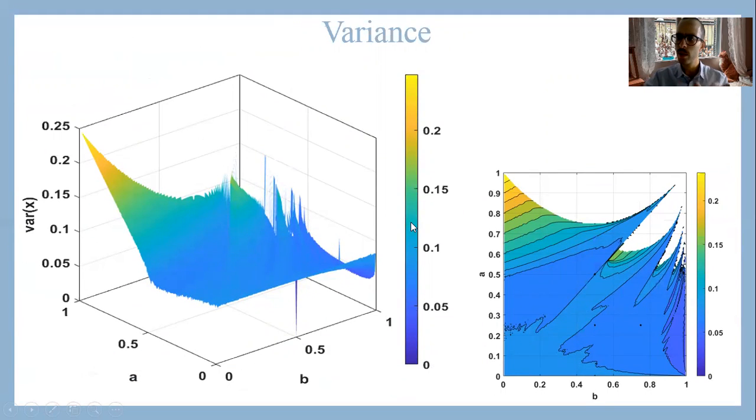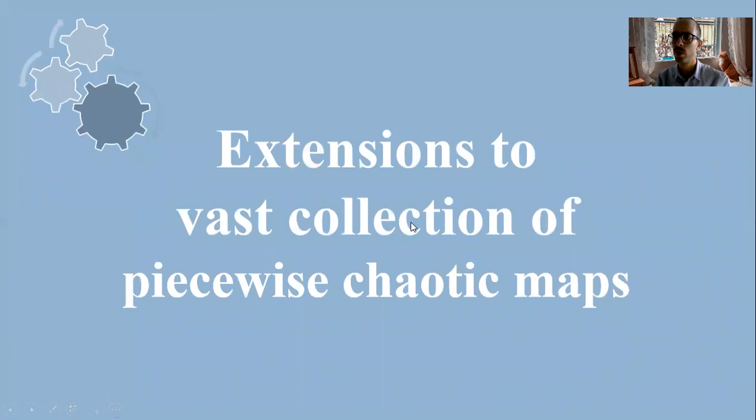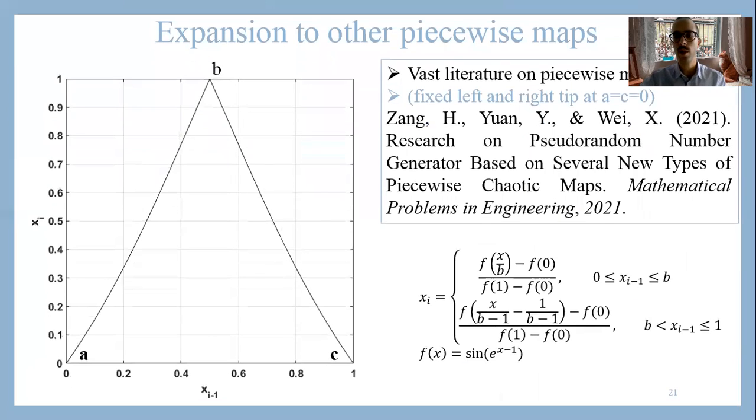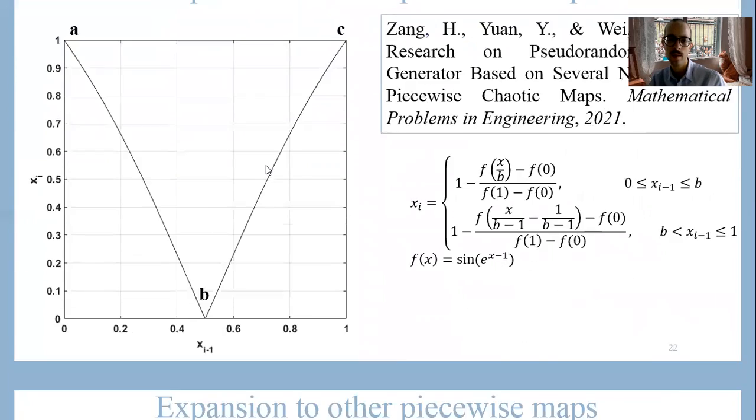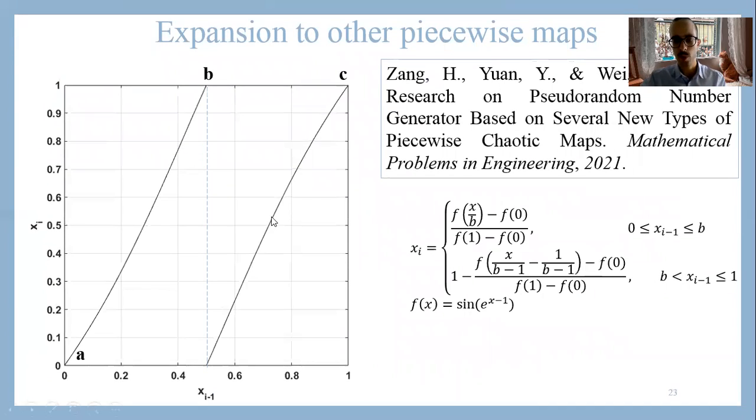So overall, we can see that this map has a very nice property of being able to control its statistical characteristics. And of course, this is just an example of a piecewise map. There are many more maps in the literature. Here, as an example of a very recent work, they have a collection of piecewise maps. We see a different map right here, and another version right here, and another version of the piecewise map right here.